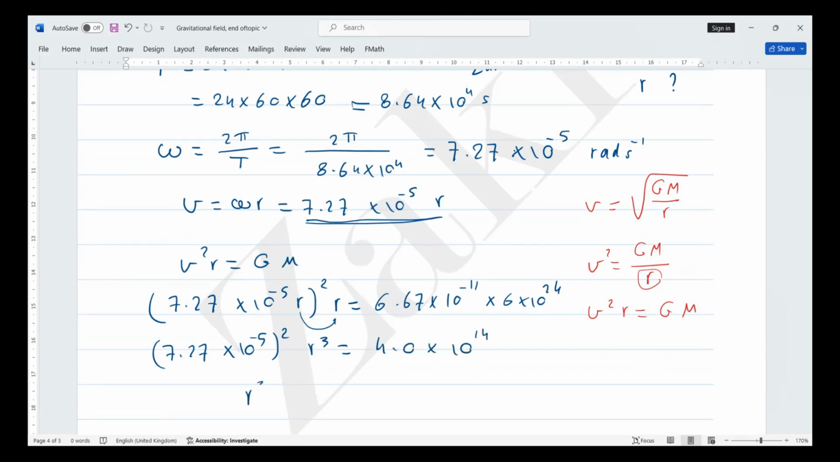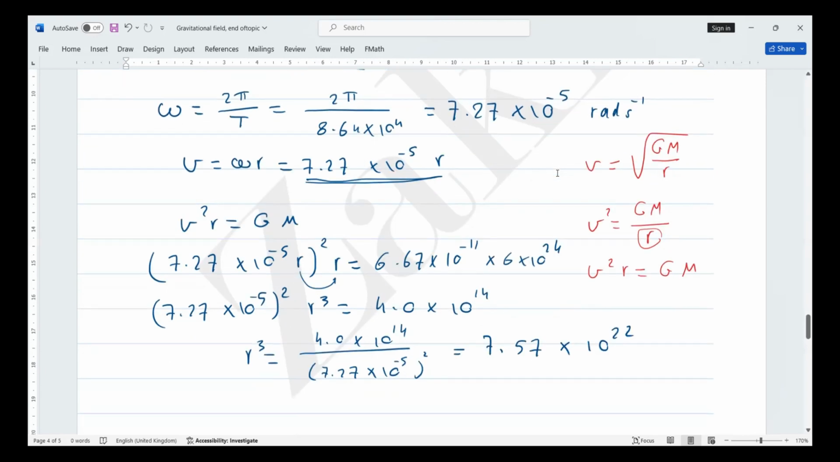Now, R cubed equals 4.0 times 10 power 14 divided by 7.27 times 10 power negative 5 all squared. This one divided by open bracket 7.27 multiplied by 10 to the power negative 5 all square, press equal. So this is R cubed. R cubed is 7.57 multiply 10 power 22.